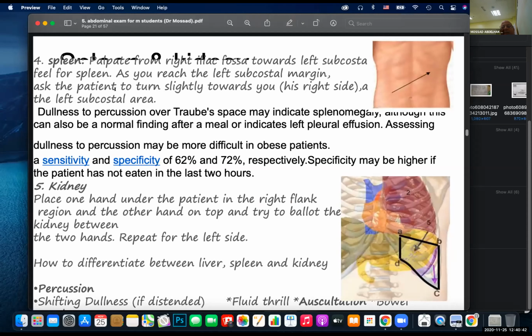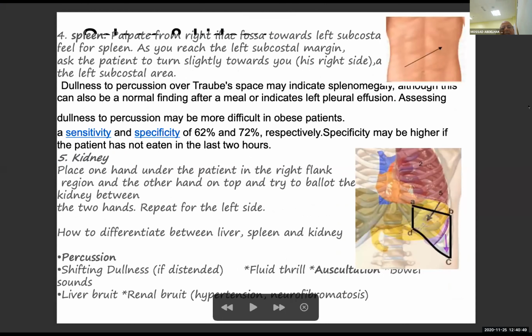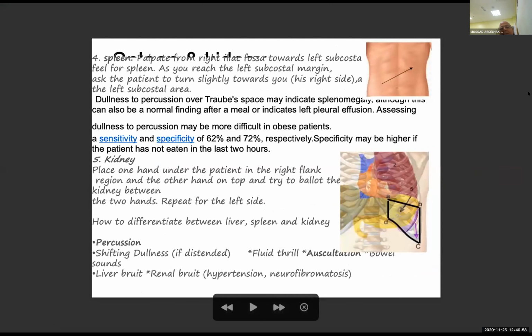If the patient is obese, your job will be more difficult, but you mustn't give up. But take care that this area is very important, but its sensitivity and specificity is not so high. So you need to do percussion; if it is dull and you cannot say it is due to other causes, you may consider it a part of the splenomegaly.